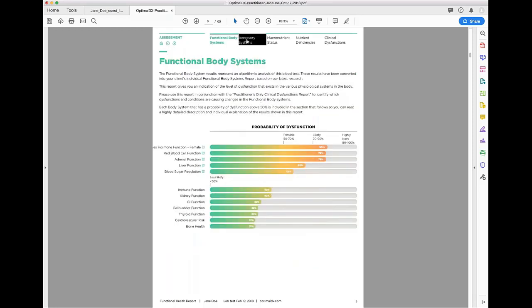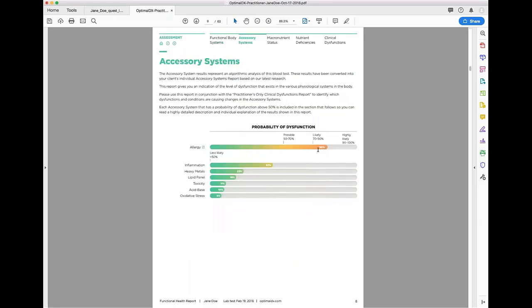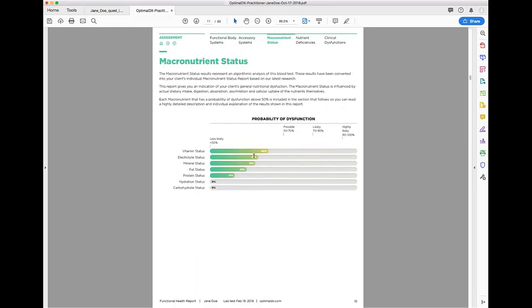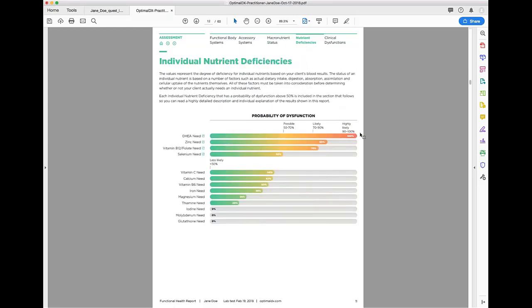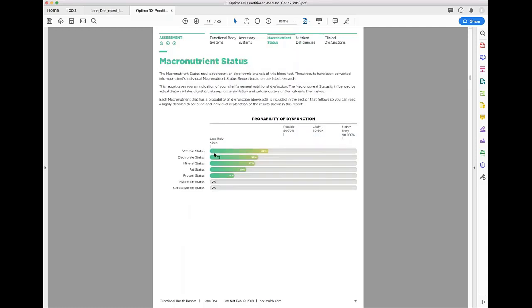Let's go take a look at accessory systems. She's definitely got some markers for allergies, but everything else seems to be okay. Macronutrients, everything seems to be kind of operating within the optimal realm, less likely to have dysfunction in those areas. Some nutrient deficiencies, definitely needs DHEA. There's a mild zinc need and potentially a vitamin B12 need. What's ended up happening here is this is sort of an index of vitamins and minerals. So even though she's got some ones that are definitely needed, there are ones that aren't needed. So it kind of pulls back the score a little bit.